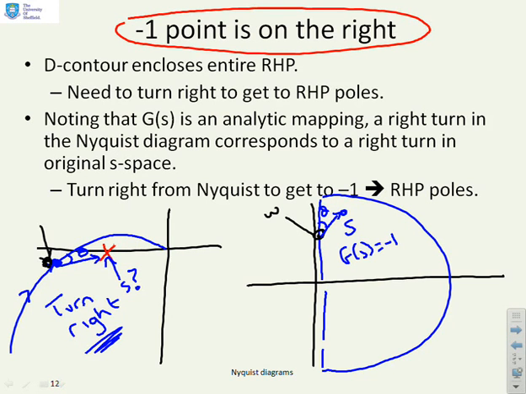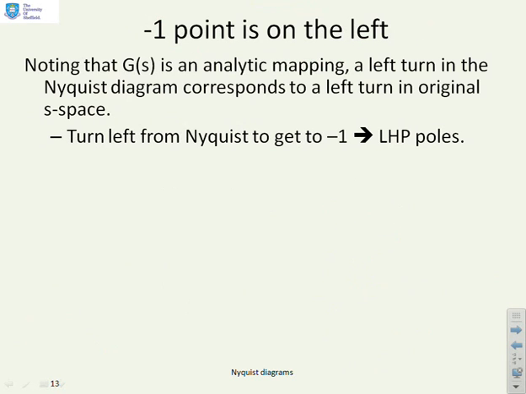Now what do you notice? We've had to turn right, and therefore we've turned into the right half plane, and we've said therefore a value of S in the right half plane satisfies G of S equals -1, and therefore you must have a right half plane pole. So if you pass and the -1 point is on the right, it's telling you you've got right half plane poles. Now, just very quickly, let's look at the reverse situation, which is what happens if you pass with the -1 point on the left.